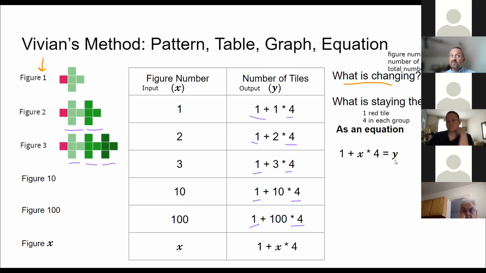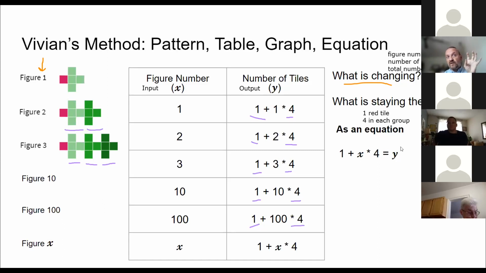Right? If x is 5, then y is, what is it? 5 times 4 plus 1. 21? 21. Right? So y changes when x changes. Yeah, they're both variables. Okay.